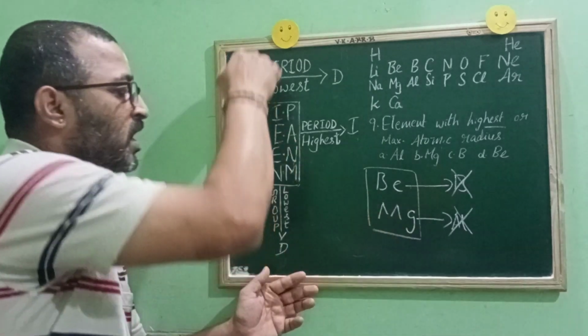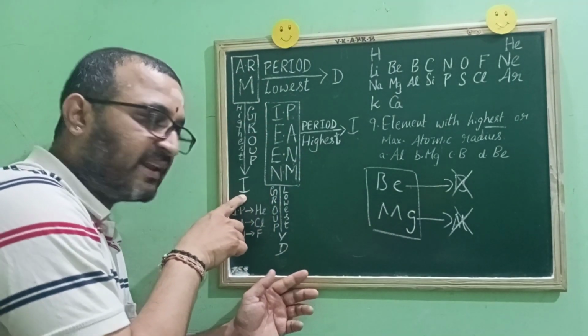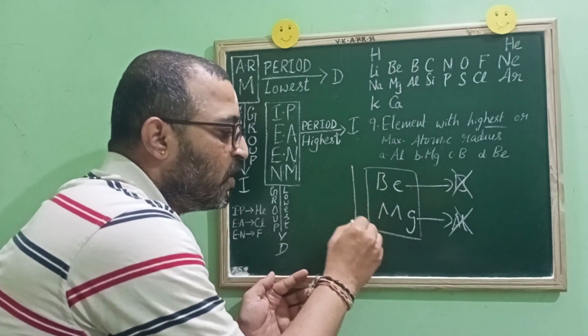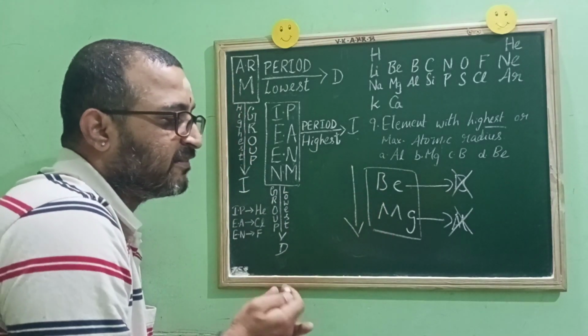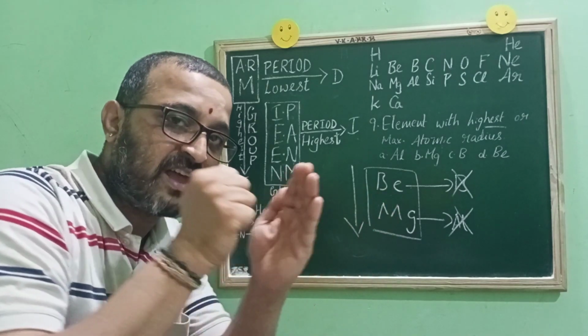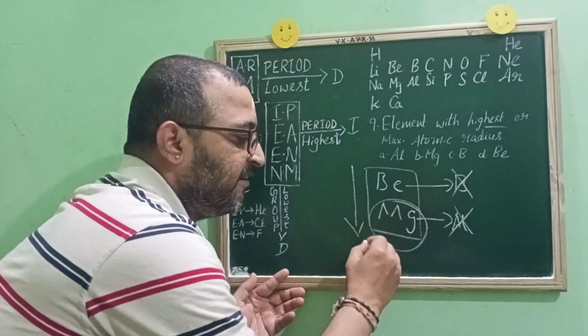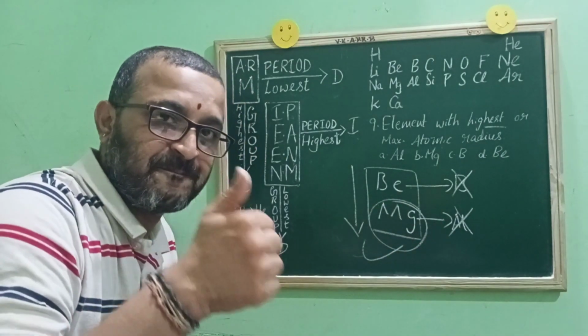Okay, now down the group, the atomic radius is going to what? Increase. So when you go down the group, if the atomic radius increases, out of beryllium and magnesium, which has a greater atomic radius? The answer is magnesium.